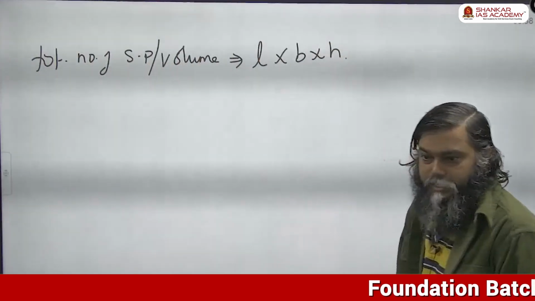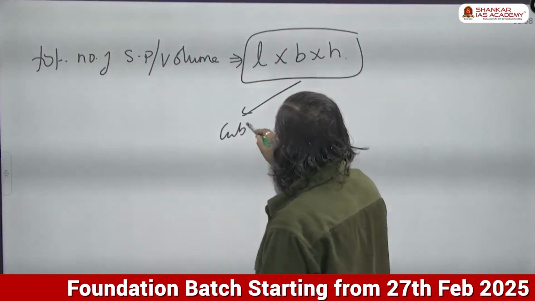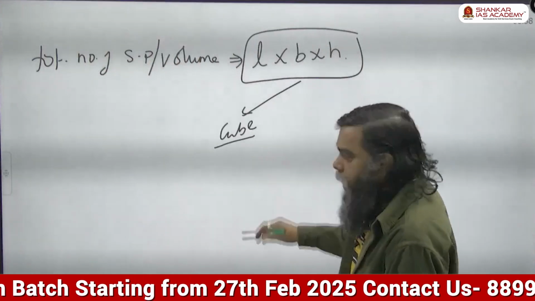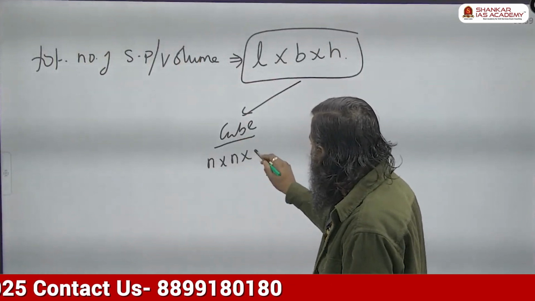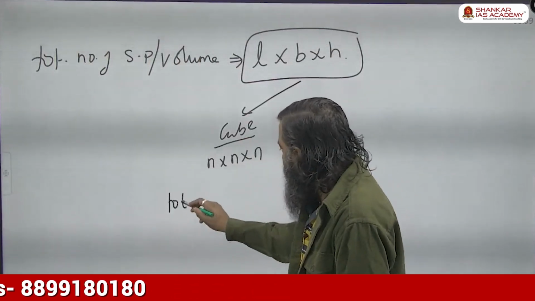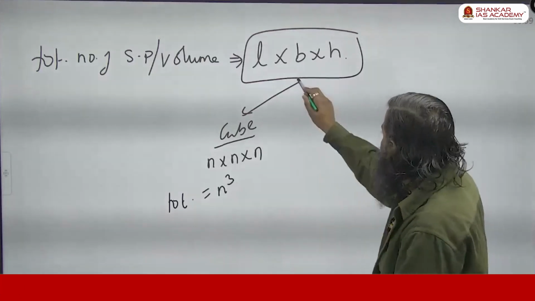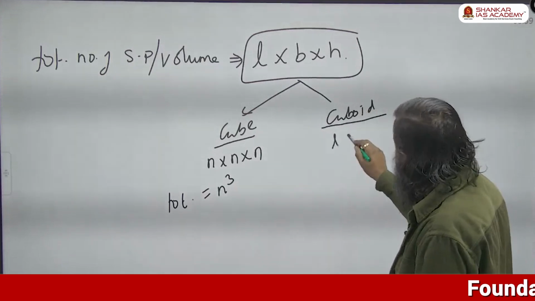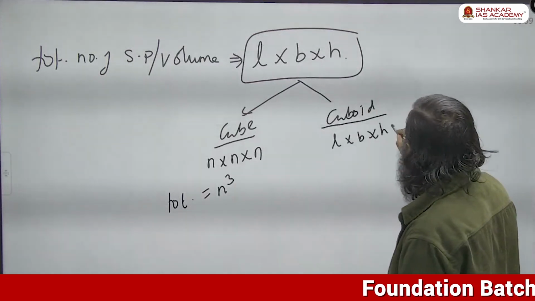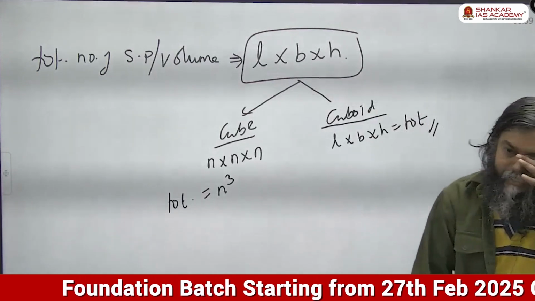This is the general format. For example, if it is a cube, all sides are equal. I am taking length as n pieces, breadth n pieces, height n pieces. So what is the total number of smaller pieces? n cube. If it is a cuboid, then all three are not equal. That means length into breadth into height is the total number of pieces.